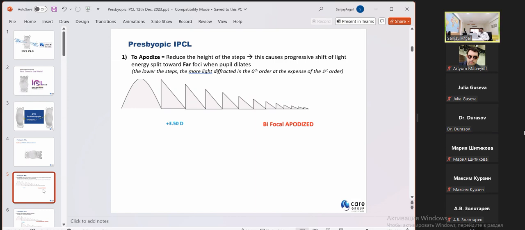And the next concept is the intensity for the near focus.